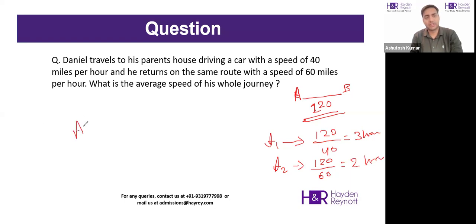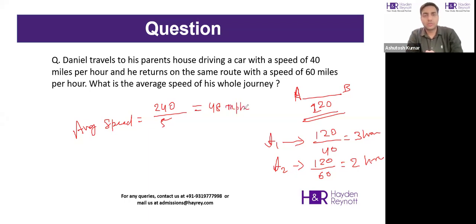If I have to find out the average speed, I can say that the total distance traveled here is 120 plus 120, that is 240, divided by the total time taken, that is 3 plus 2, that is 5, which is equal to 48 miles per hour.